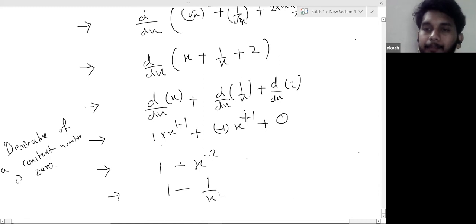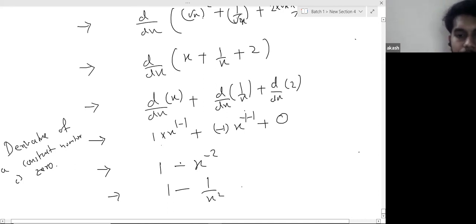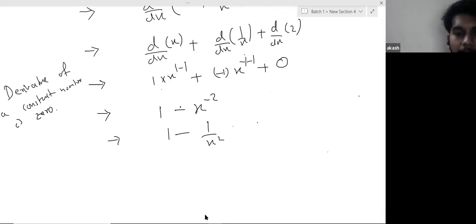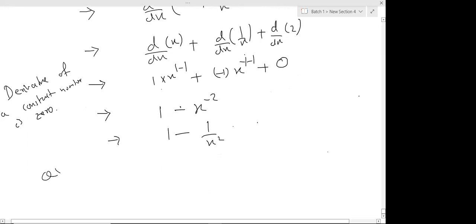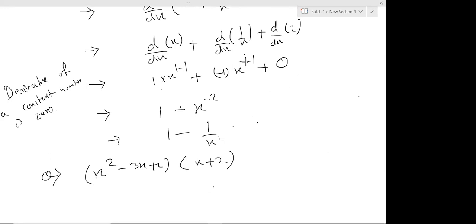Is this clear? Let's solve the next question: x square minus 3x plus 2, times x plus 2. Differentiate this.